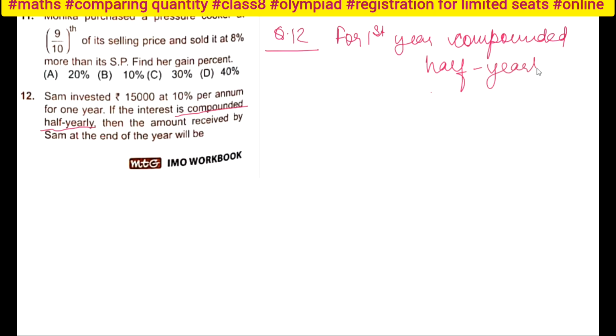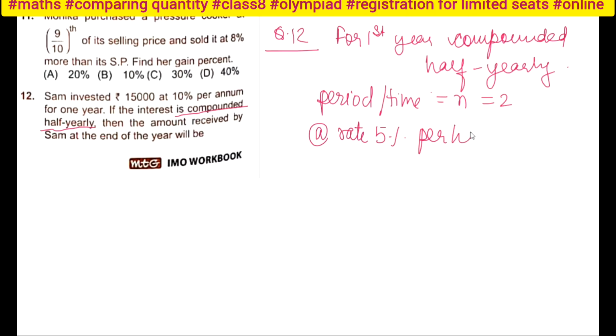Okay, so when they are compounded half yearly, how many half years do we have in a year? Two, right? So my period, or time, the value of n is equal to 2 only, right? And the rate will be 5% per half year. So my compound interest formula is what?